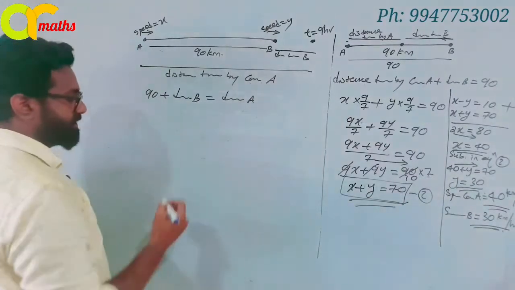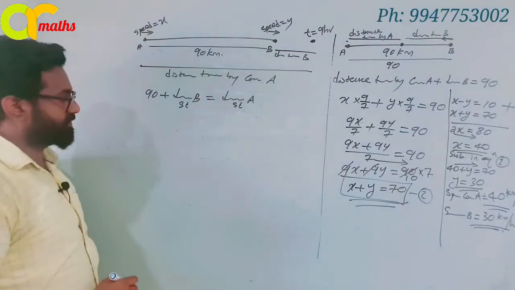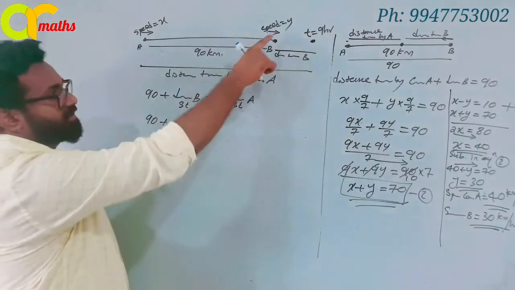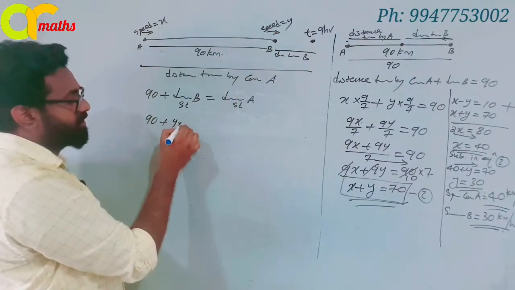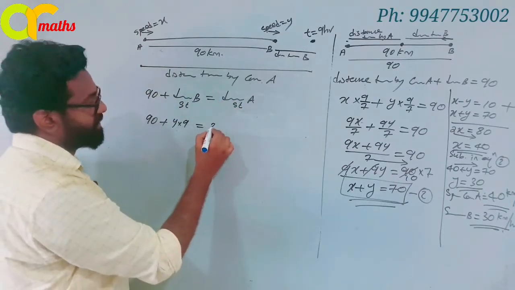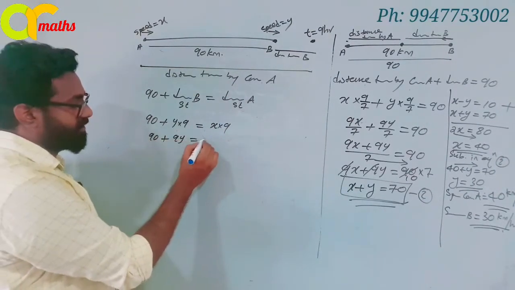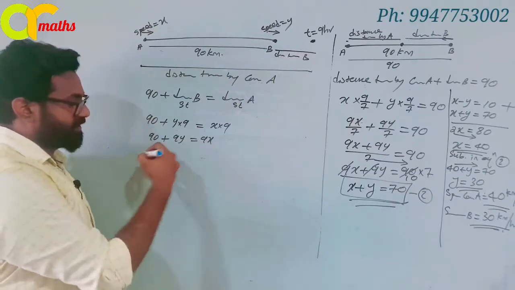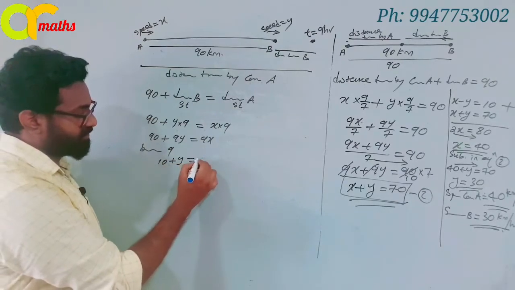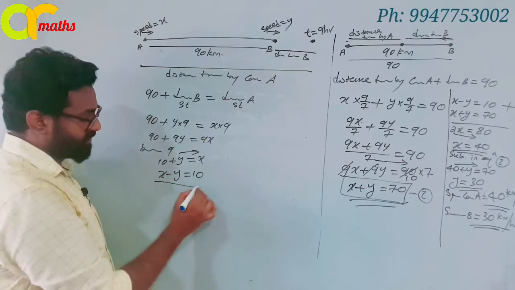We know the equation of distance is speed into time. This is also speed into time. So 90 plus the speed of B, we assumed y, so y into time 9, is equal to the speed of A, x, into 9. We got 90 plus 9y equals 9x. Then both sides divided by 9, 10 plus y equals x. Then what is the answer? X minus y equals 10. So you got the first equation.